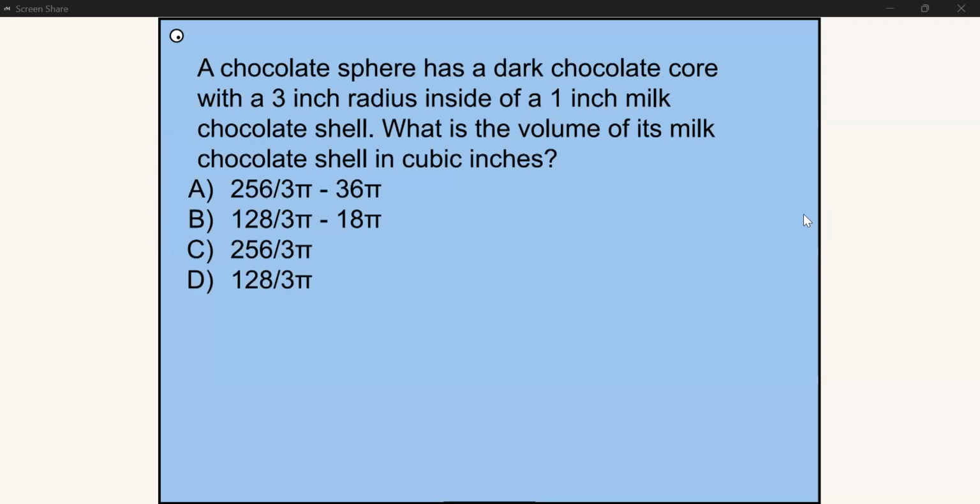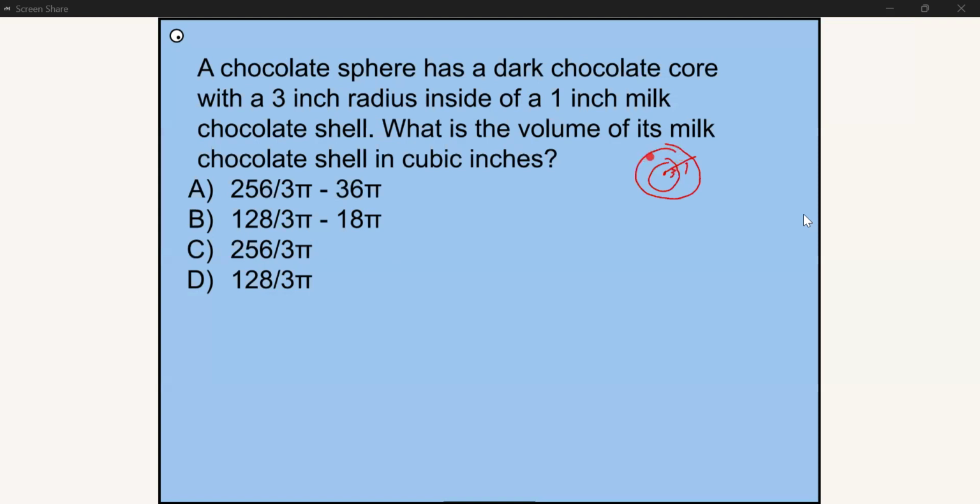This is a more typical SAT question than the last one, but still more difficult than the first one. So a chocolate sphere has a dark chocolate core with a 3-inch radius inside of a 1-inch milk chocolate shell. What is the volume of its milk chocolate shell in cubic inches? Okay, so let's just draw this out again, right? We have this core, and then we have an outside. And then from the center out, this is going to be 3, and this is going to be 1. The ratios there aren't great, but we have an idea.